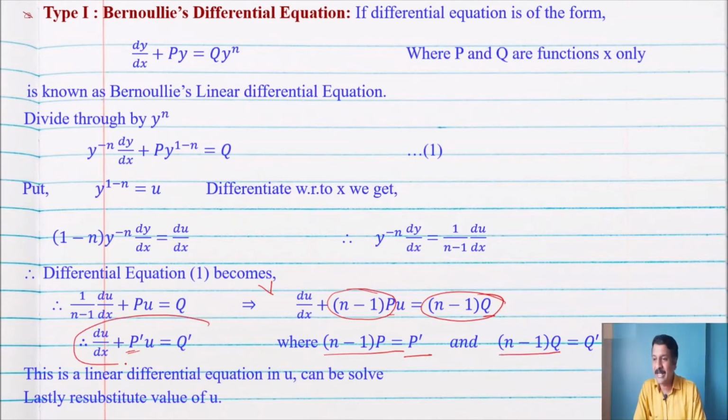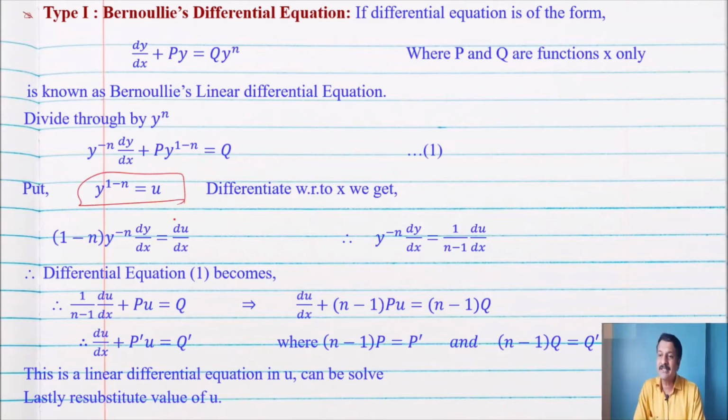And you observe that I am getting du by dx plus p dash u equal to q dash, which is a linear differential equation, and we know how to solve it. So note here it is a linear differential equation in u which can be solved. Don't forget to resubstitute the value of u. What is the value of u here? u equals y raised to 1 minus n.